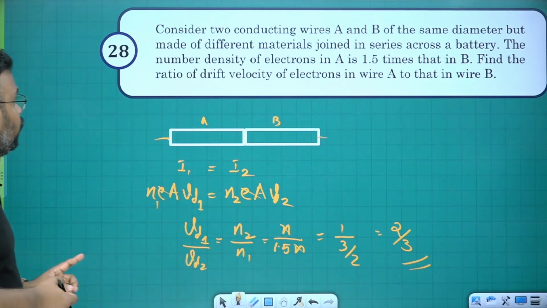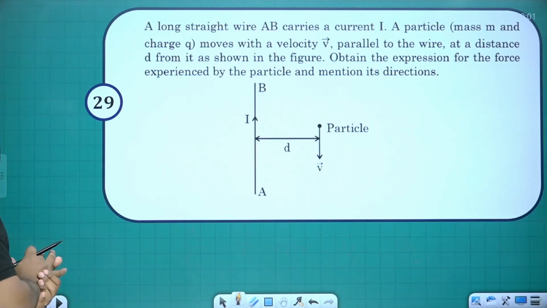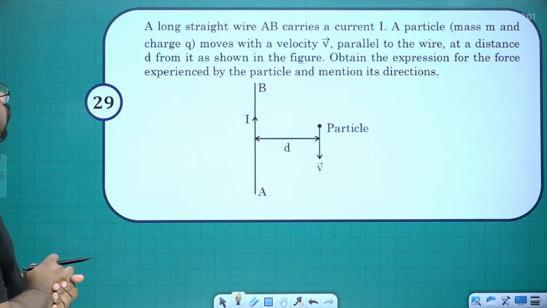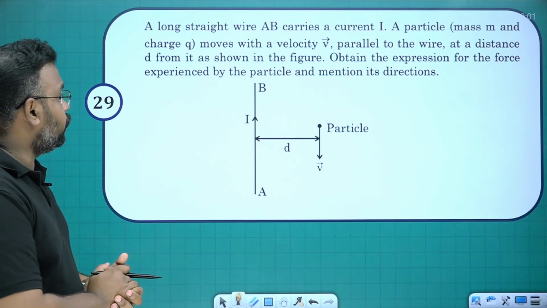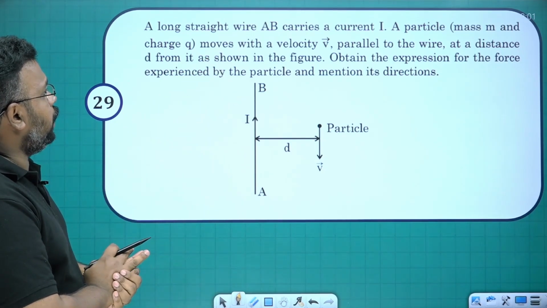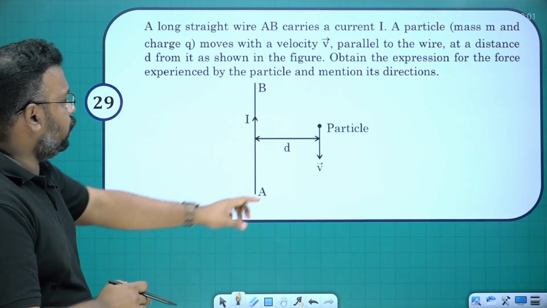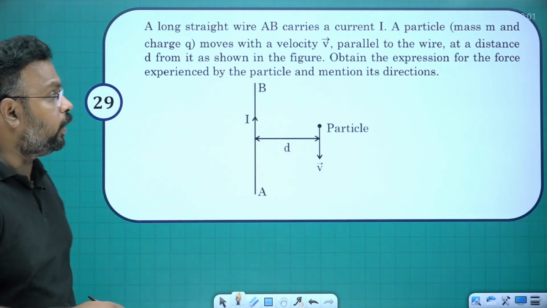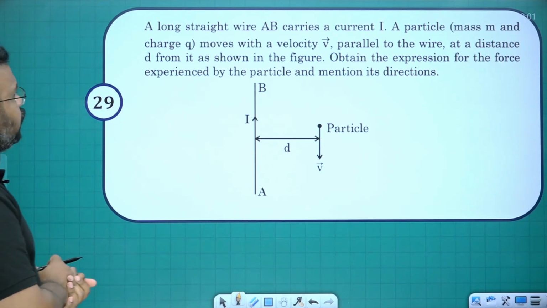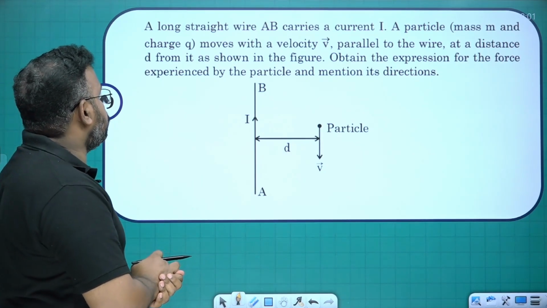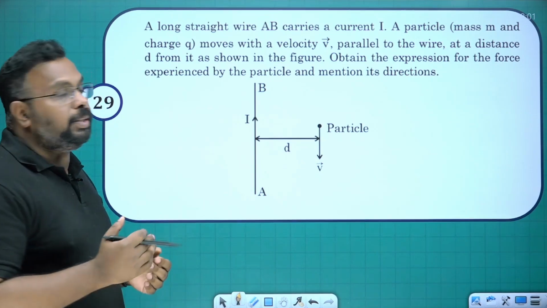Diameter is same. Okay, question number 29. A long straight wire AB carries a current I. A particle of mass m and charge q moves with a velocity v parallel to the wire, at a distance d from it, as shown in the figure. Obtain the expression for the force experienced by the particle and mention its direction.